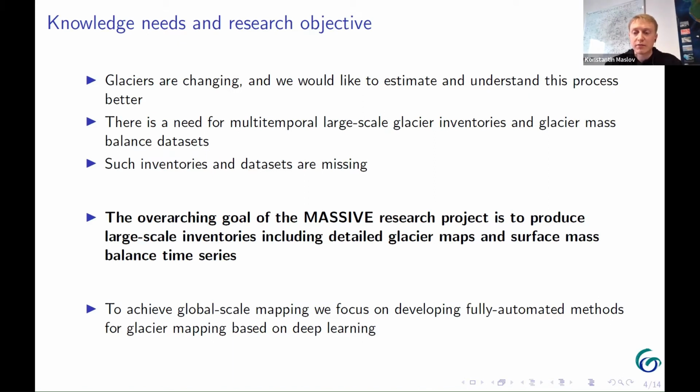The biggest inventory for glaciers that we have is GLIMS, but it doesn't cover all the areas with high temporal resolution. And sometimes we have a lot of missing data in it as well. So the overarching goal of the MASSIVE research project is to produce large-scale inventories, including detailed glacier maps and surface mass balance time series. And at this stage, we are focusing on global scale mapping. And to achieve it, we are developing fully automated methods for glacier mapping based on deep learning.